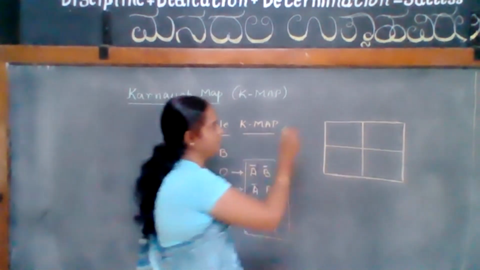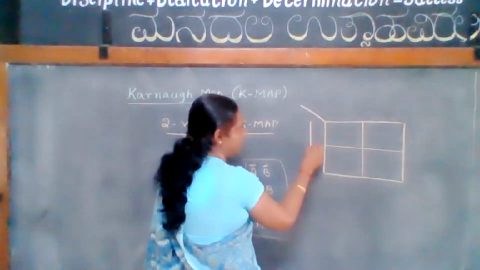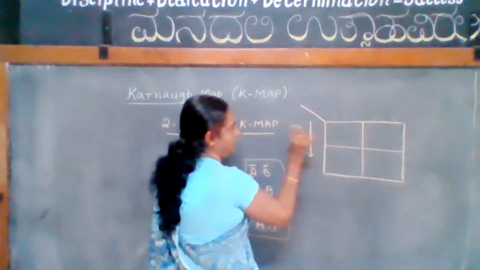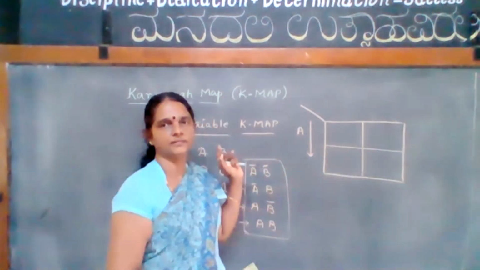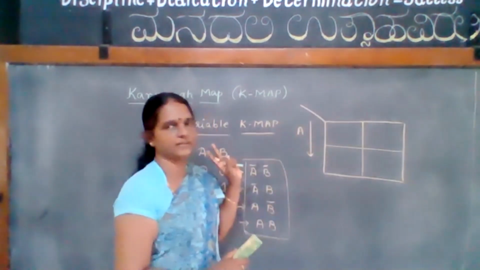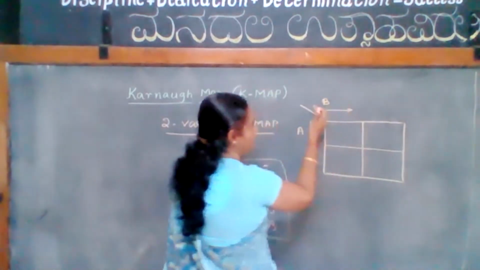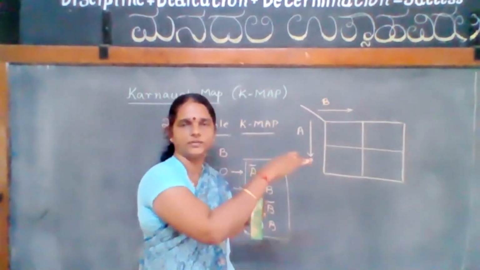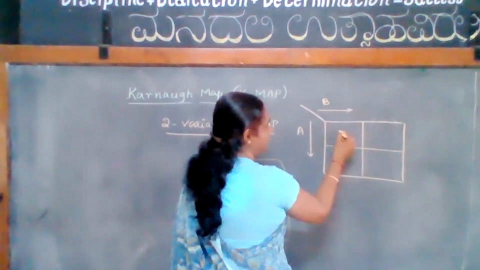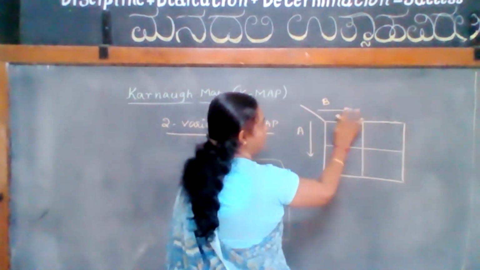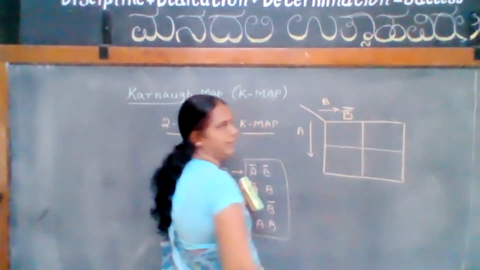Okay, to write that we follow some rule like this. So we say that this side represents A. So this downside represents A, or vertically we are representing A. Let us represent B horizontally. Vertically we are representing A, horizontally we represent B. In that also, these two cells belong to B complement or B dash.